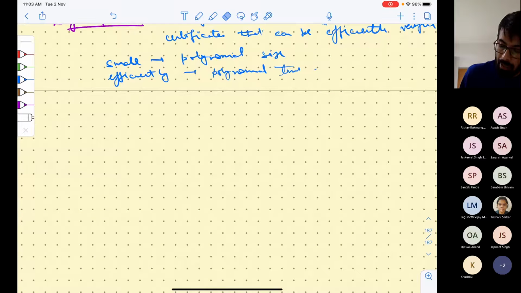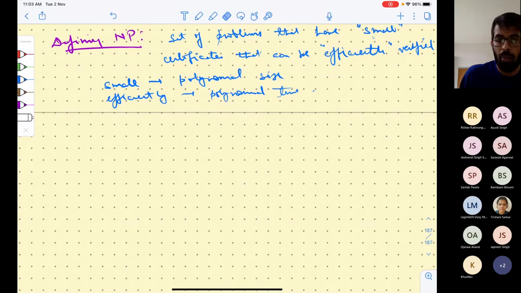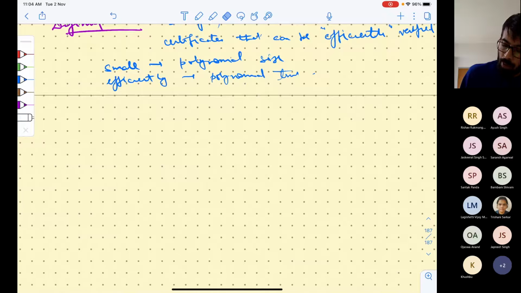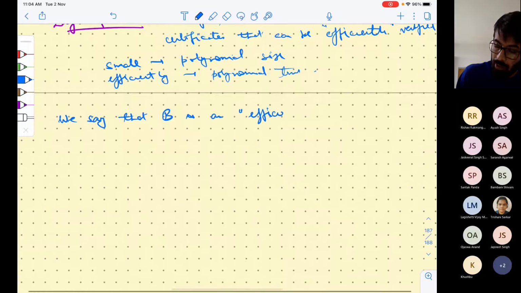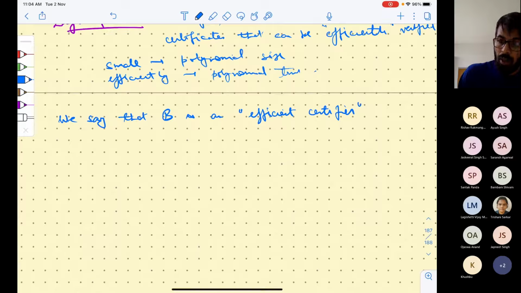So let's say that there is some problem, and to solve that, we have an algorithm B. We say that B is an efficient certifier for problem X, let's say.